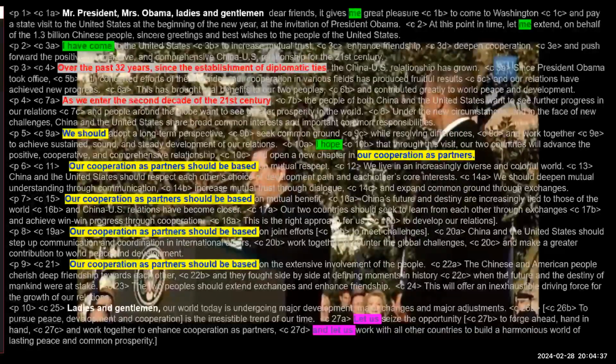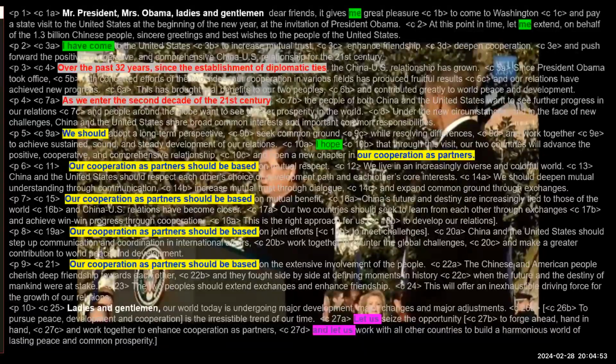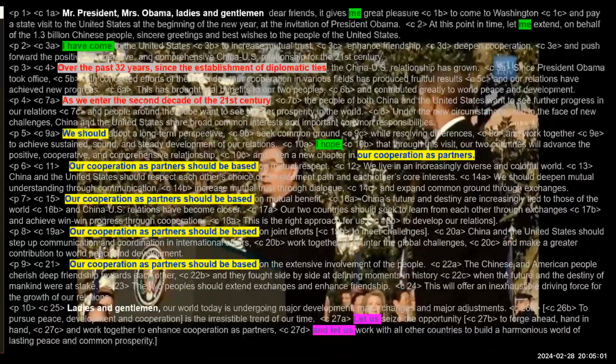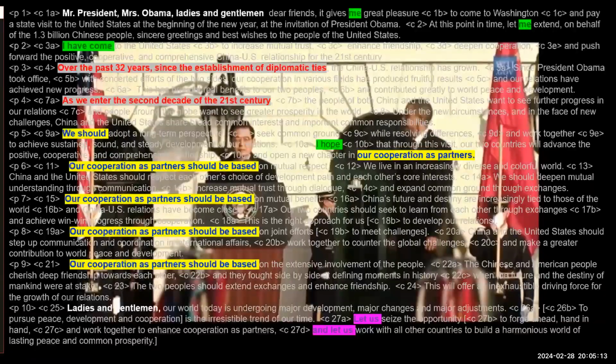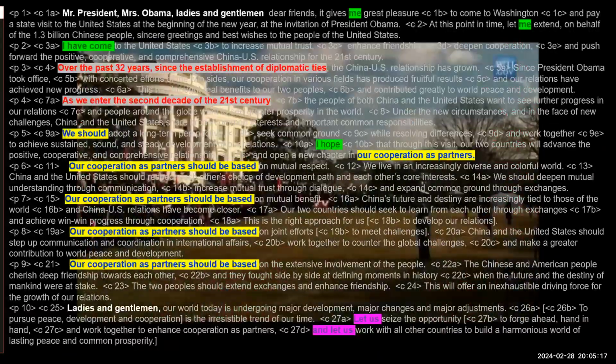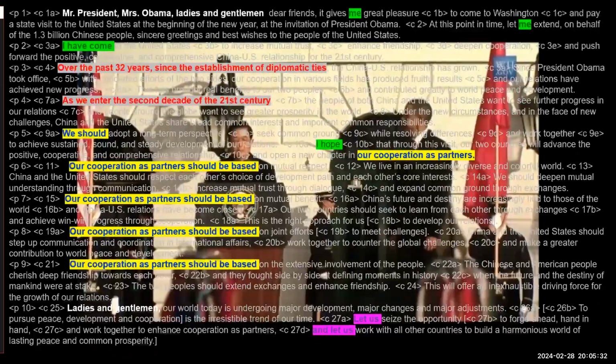President, Mrs. Obama, ladies and gentlemen, dear friends, it gives me great pleasure to come to Washington and pay a state visit to the United States at the beginning of the new year at the invitation of President Obama. At this point in time, let me extend, on behalf of 1.3 billion Chinese people, sincere greetings and best wishes to the people of the United States.